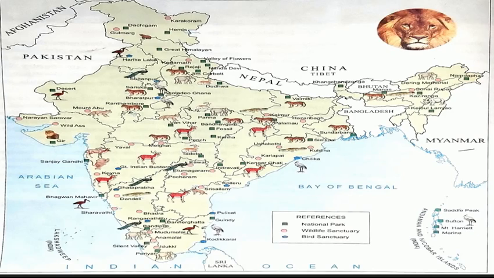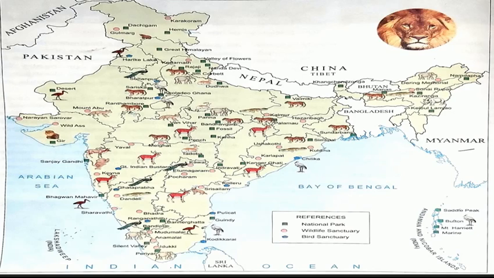This act is an important statute that provides a powerful legal framework for prohibition of hunting, protection and management of wildlife habitats, and management of zoos. The Wildlife Protection Act provides for several categories of protected areas also, such as national parks, wildlife sanctuaries, tiger reserves, etc.